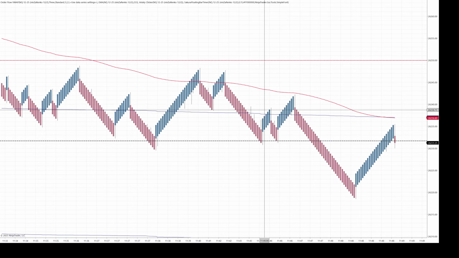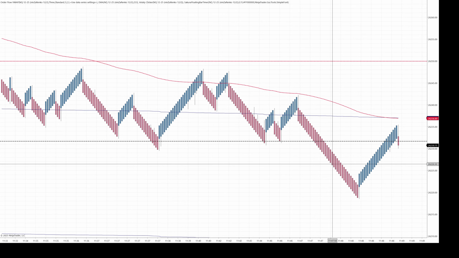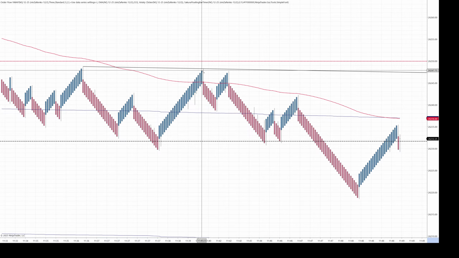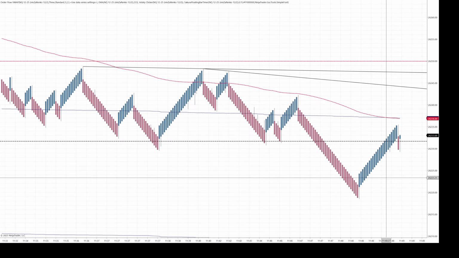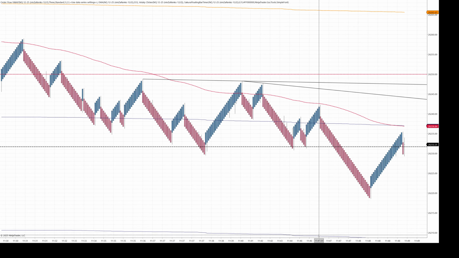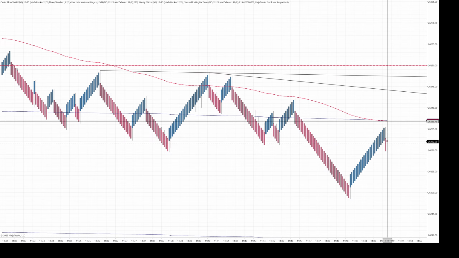Yeah, it is a wedge up there for sure. You can probably draw this and draw this like that. We've broken through the wedge now though, so that's pretty good if we can come up here and retest this zone and come back down.